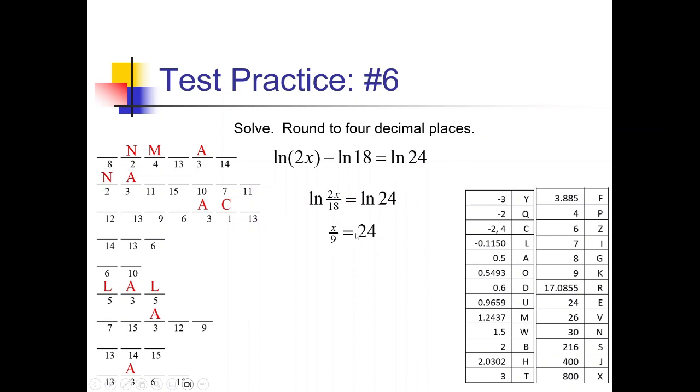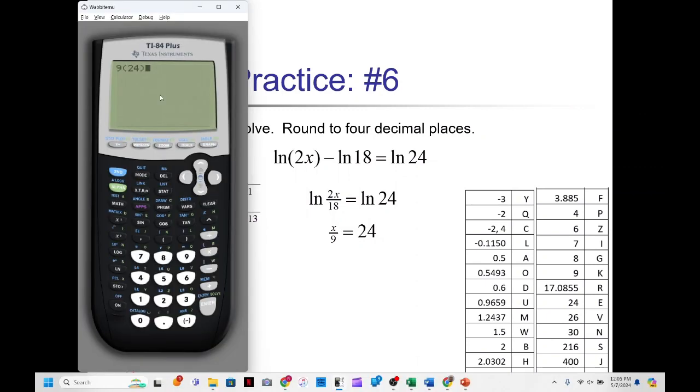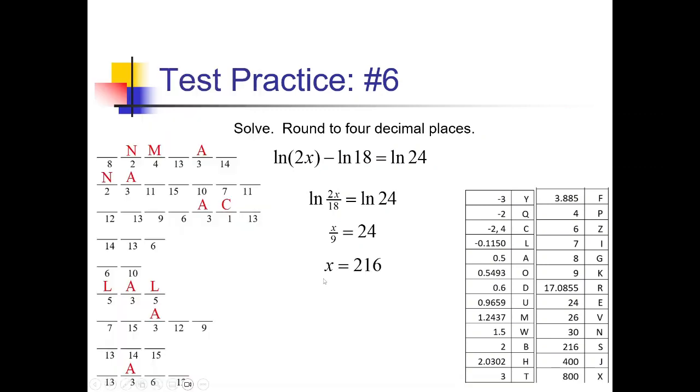So 9 times 24, let me do that. Just to be on the safe side, I'll plug that in my calculator. Gives me 216. So 216, that's right over here. That's going to be an S going in spot 6. So we've got an S right here, another S here, another S down here, and anything else? Oh, one more right there.